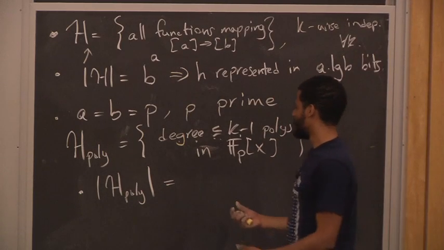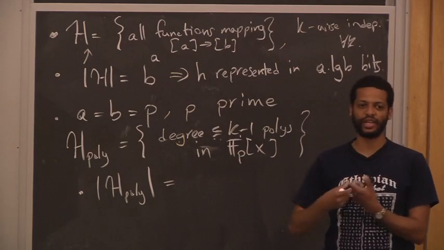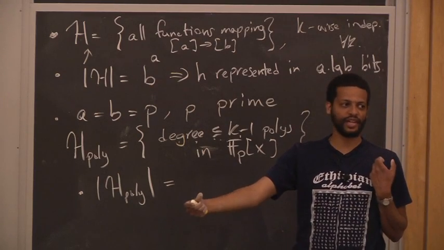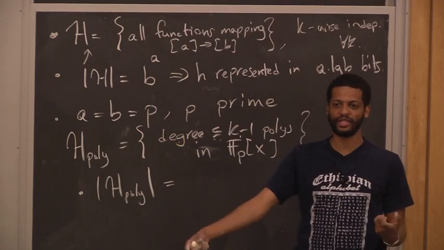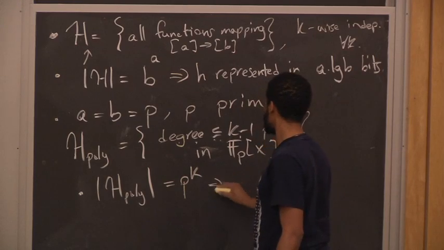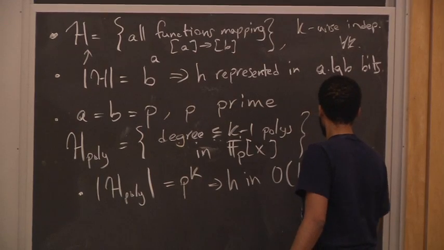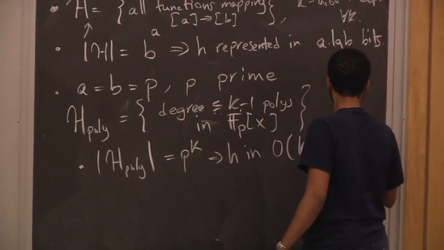Right, so basically if you have a polynomial of degree at most k minus 1, that means there are k coefficients. Each one is a number between 0 and p minus 1, so there are p possibilities. So this is equal to p to the k, which implies H can be represented in k times log p bits.